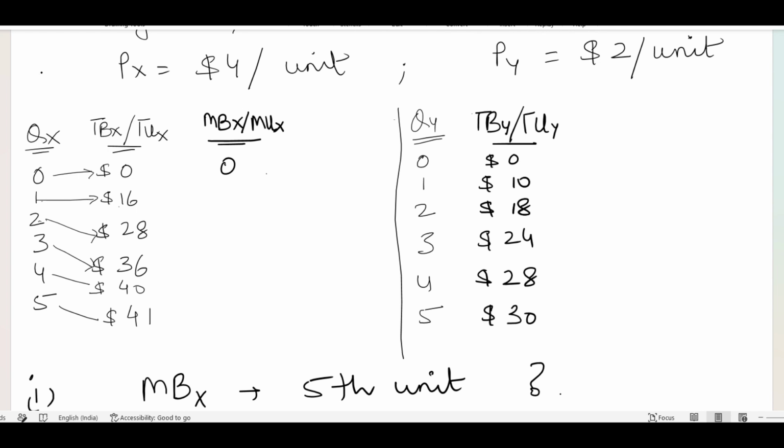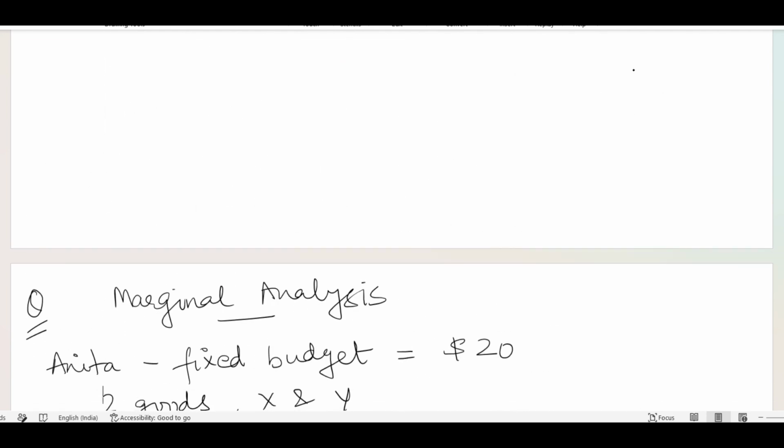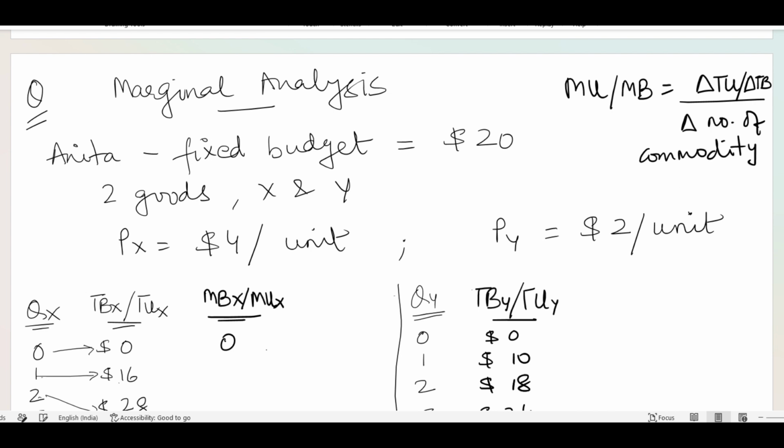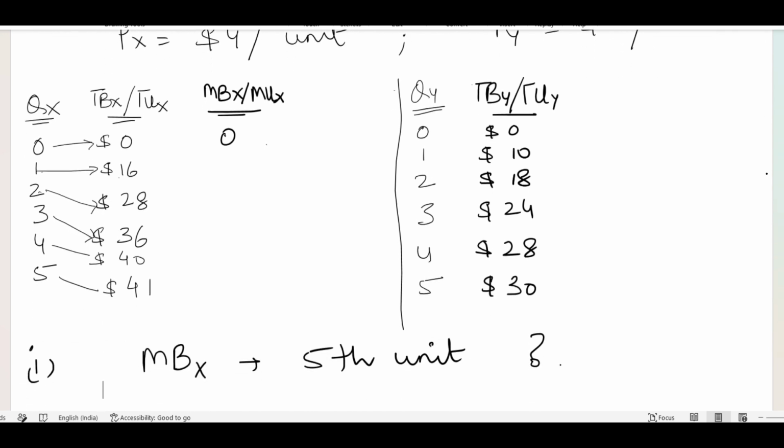by 1. Just for recall, I'll write it somewhere here. Marginal utility or benefit is given by change in total utility or change in total benefit divided by change in number of commodity consumed. All right. So yes, they both are respectively the slope of the total functions.